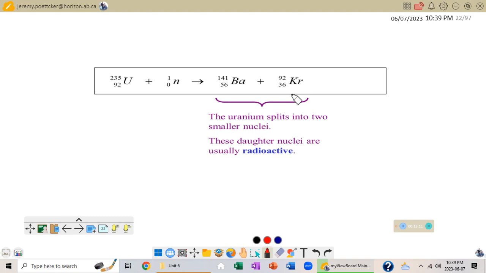What you should hopefully notice, 36 plus 56 does equal 92. Now, if you're paying attention and doing the math, what you're going to see is that if I go 235 plus 1, that is 236. And if I go 141 plus 92, that's 233. So this isn't it. There's got to be something else. And in fact, in the case of a fission reaction with uranium, we also liberate 3 neutrons.